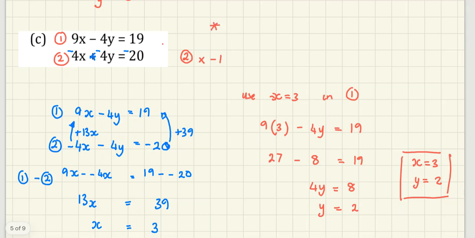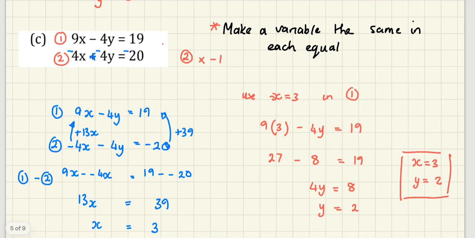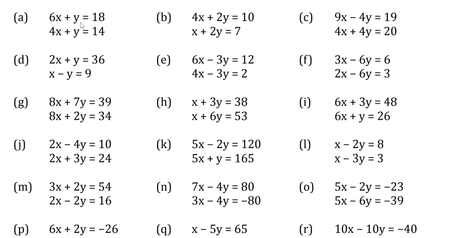So the difference here is we had to make a variable the same in each equation. This one I don't need to change. They're both positive. Okay. But you change like D because it's a negative.